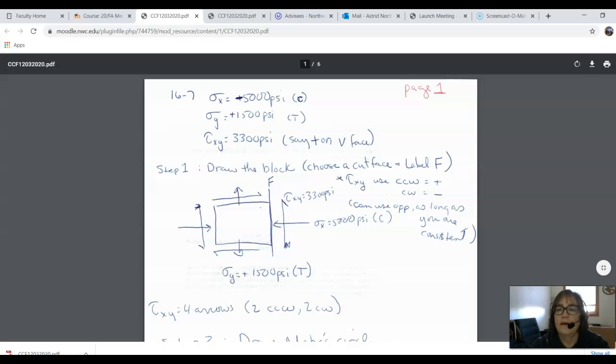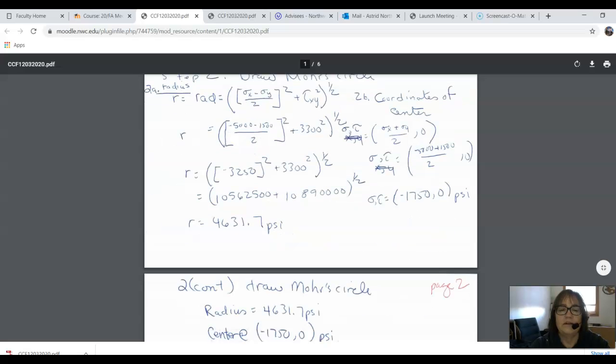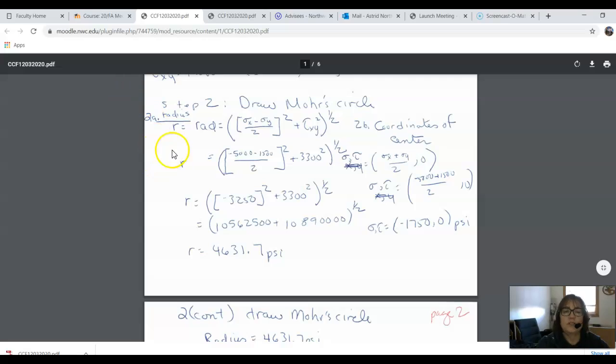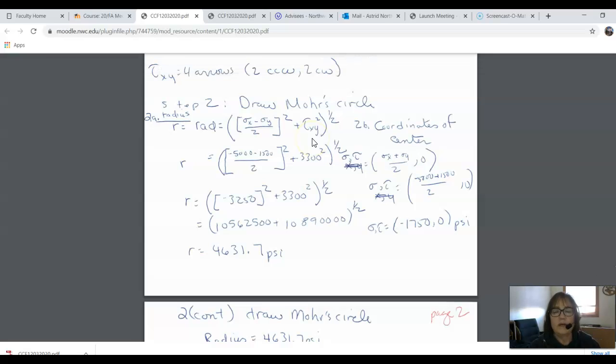And I've plugged the data that I have into those equations, and I found the radius. The square root of the quantity (sigma x minus sigma y) over 2, squared, plus tau xy squared will give me the radius. So you have to remember sigma x is negative, sigma y is positive, so negative minus a positive is just minus minus. I come out with this number, and the radius of the circle turns out to be 4,631.7 psi.